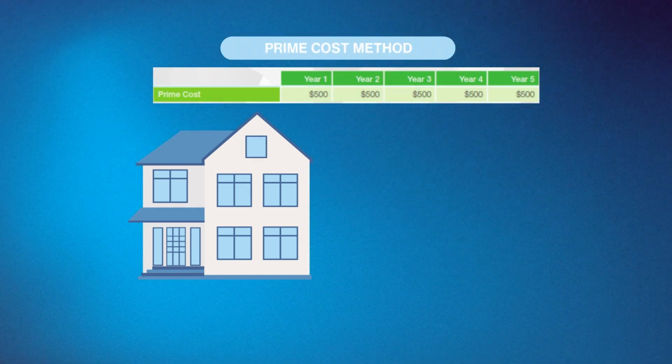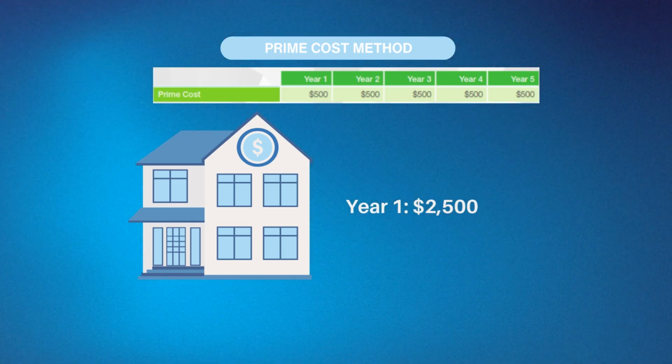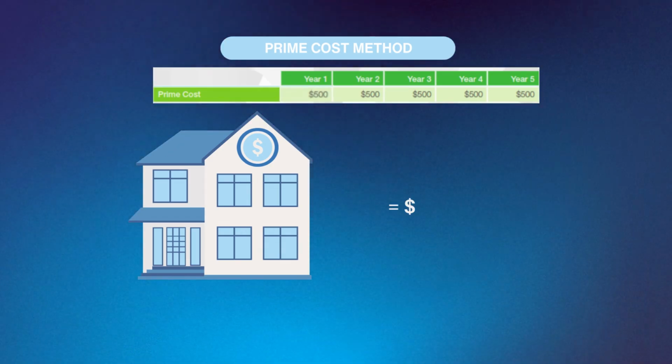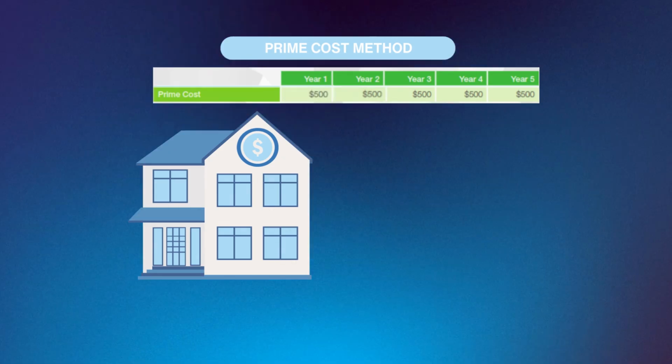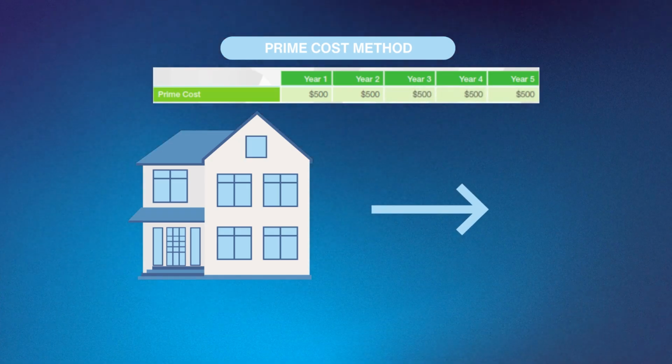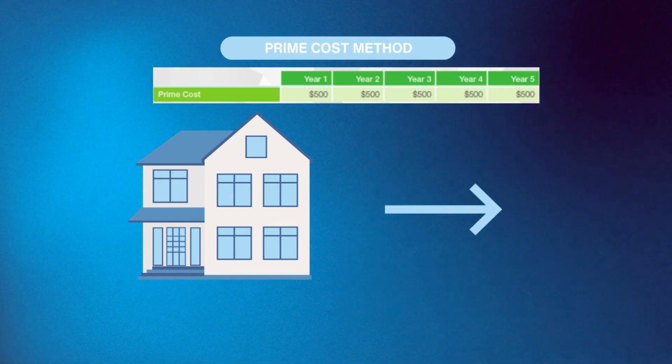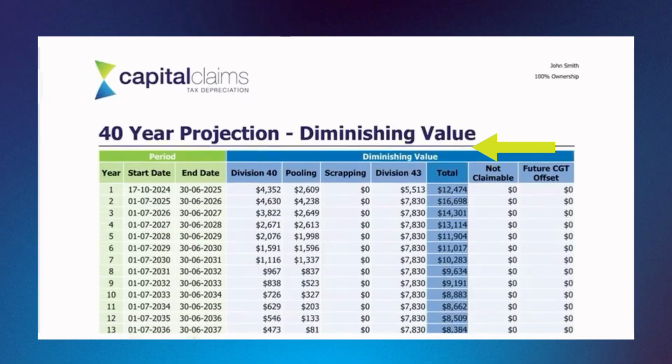Using the prime cost method, the calculations would be as follows. Year 1, $2,500 times 20% equals $500. Year 2, $2,500 times 20% equals $500, and so on. This effectively is a flat line rate of depreciation over the effective life of the asset.